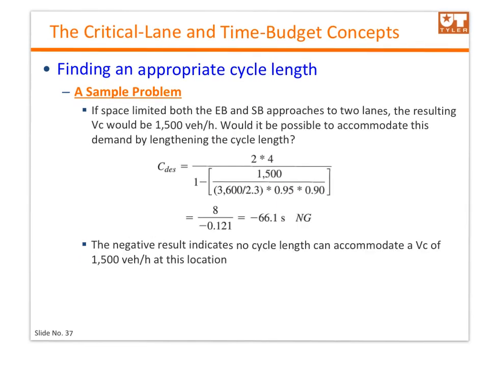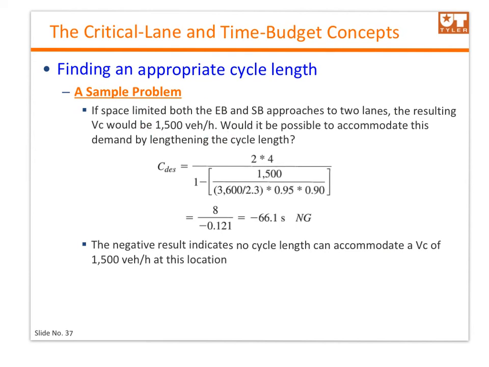So here, how about another scenario? If the space is limited for both eastbound and southbound approaches to 2 lanes only, so instead of having 3 lanes in the east-west and 2 lanes in the north-south, now I'm going to have 2 lanes only. That's the limitation, 2 lanes in the east-west bound and 2 lanes in the north-southbound. Therefore, VC now, if you recall, is going to be 1500 vehicles per hour.